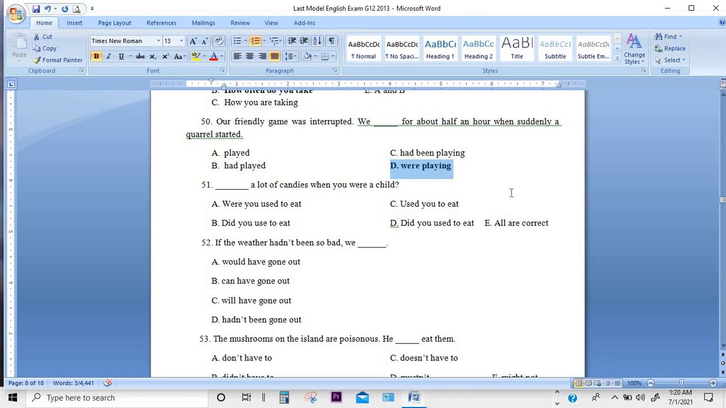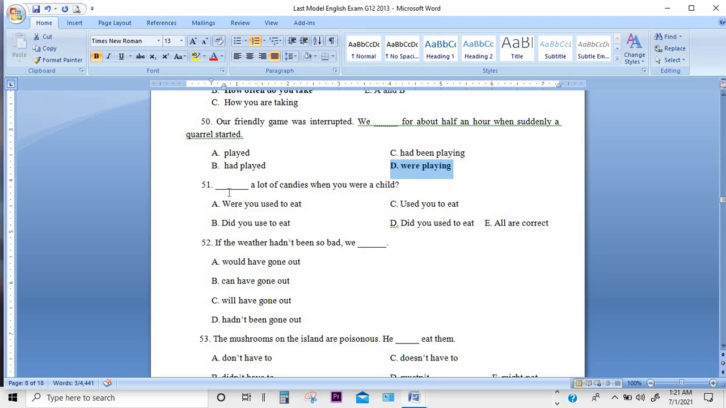It started way before the second action, way before the interruption, and it was going on. It was taking place, but interrupted. A sudden interruption. So when a long action is interrupted by a short one, this is a very good example: the long action in the past is expressed in past continuous tense. Okay, so D is our answer.